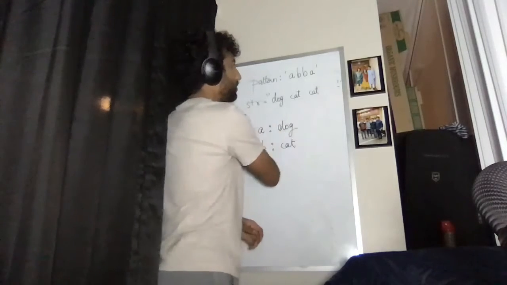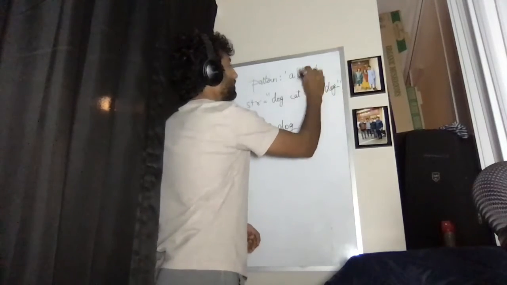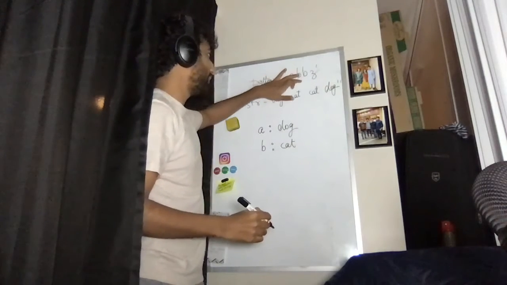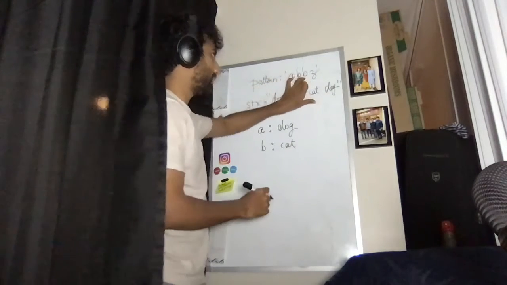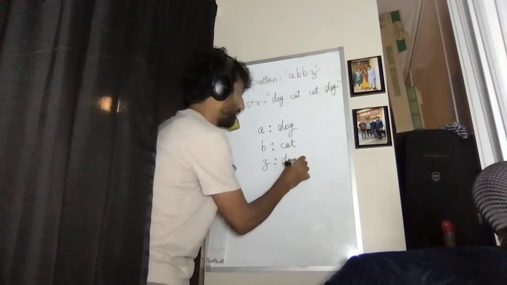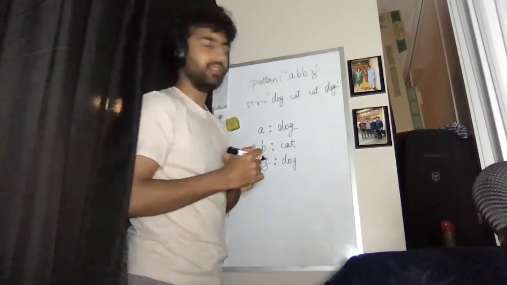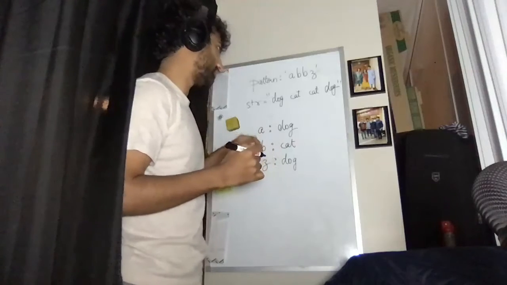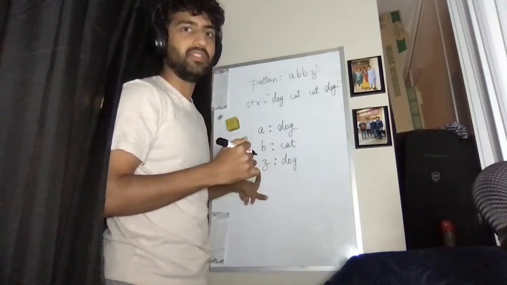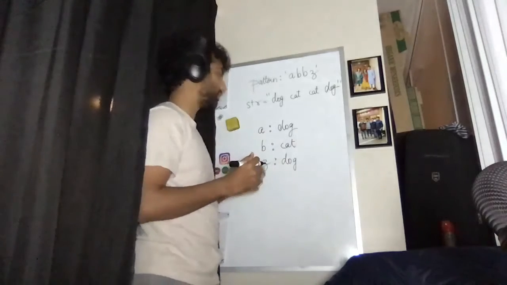Let's make it dog only. Let's make it red. So in this case, A will map to dog, B will map to cat, B will again map to cat, and Z will map to dog. And in the question, they are saying that we have to return false in this case also, because dog cannot map to A and Z both at the same time. So we have to return false here.